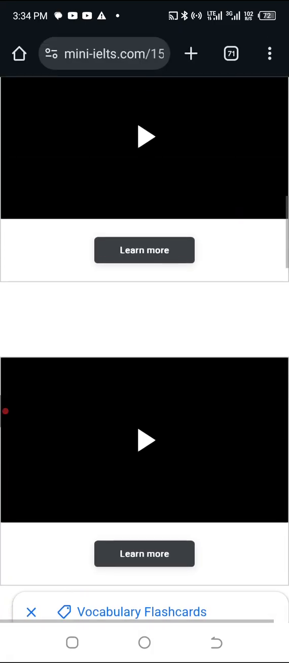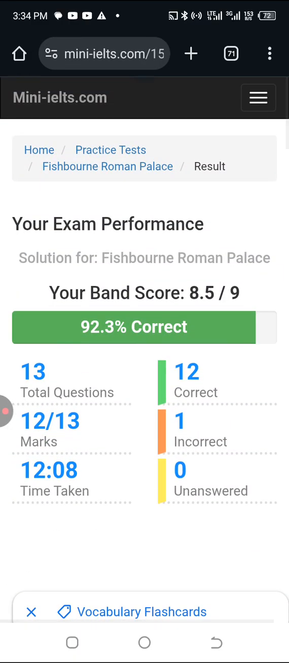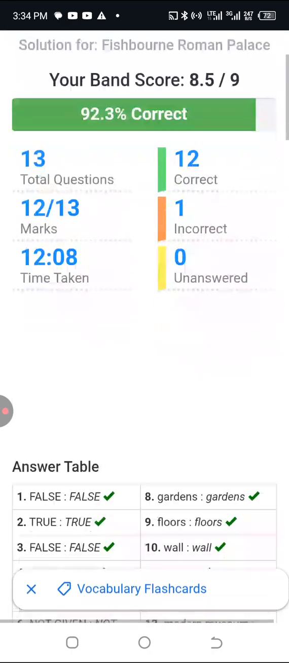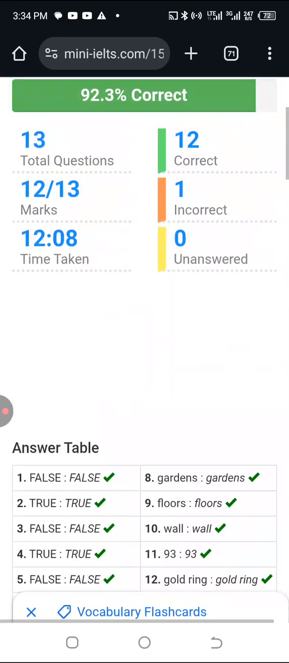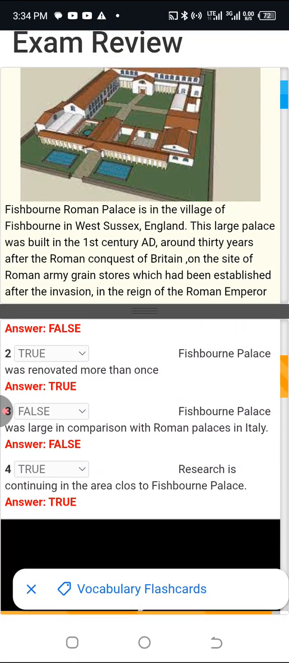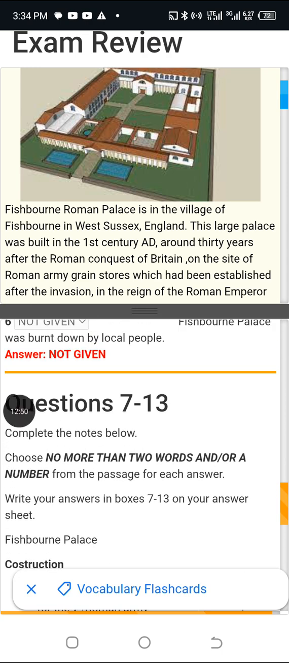Anyway, that's that for that. Let me not talk too much about that. So that's for this particular passage, Fishbourne Roman Palace. Okay. So I hope you understand all my explanation. You see the way I've identified all the answers. You can see the correct answers here and my own answers too. Okay? Thank you very much.